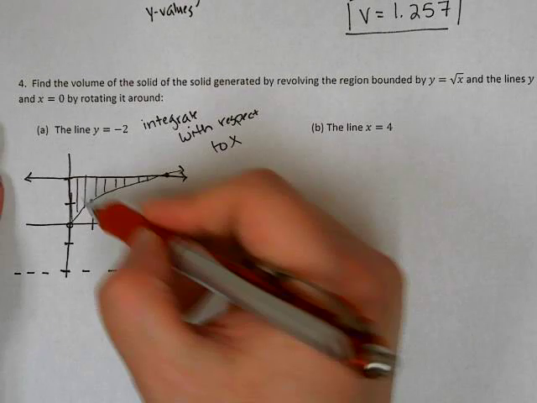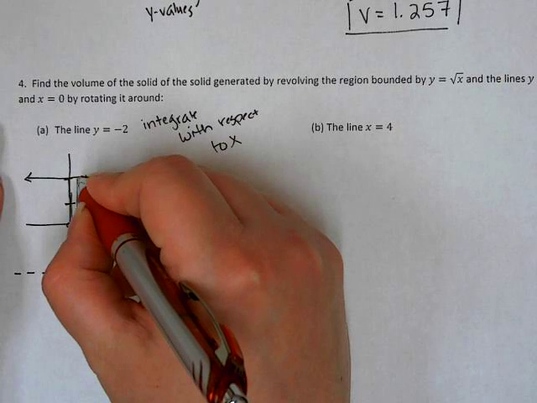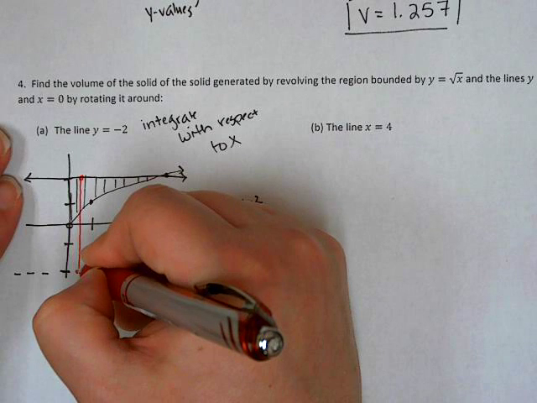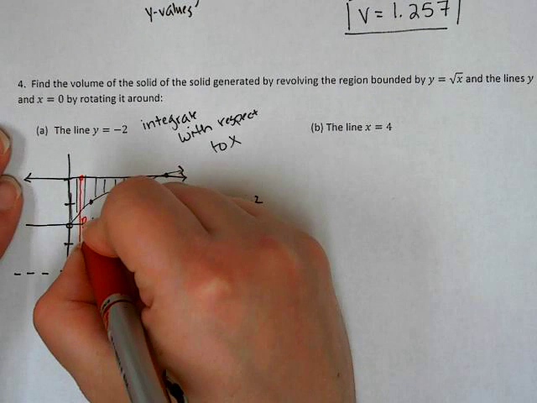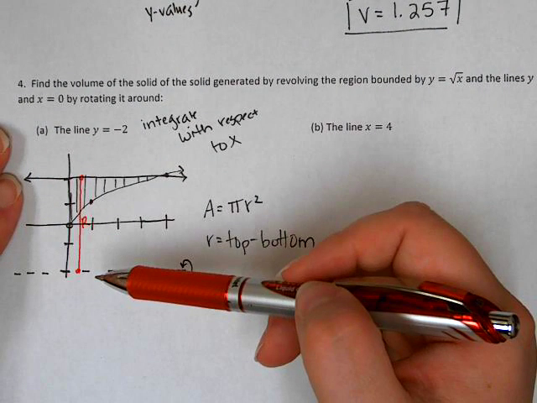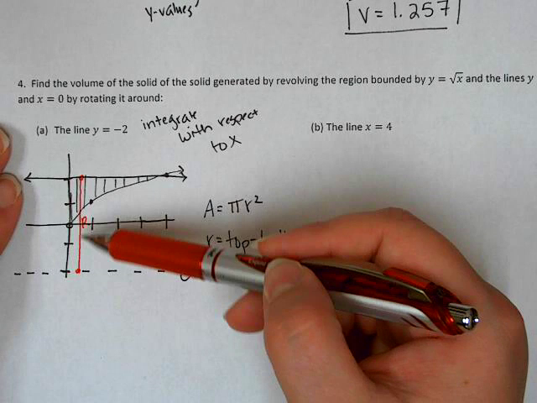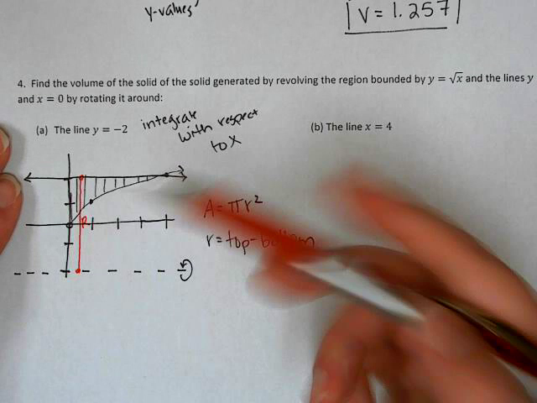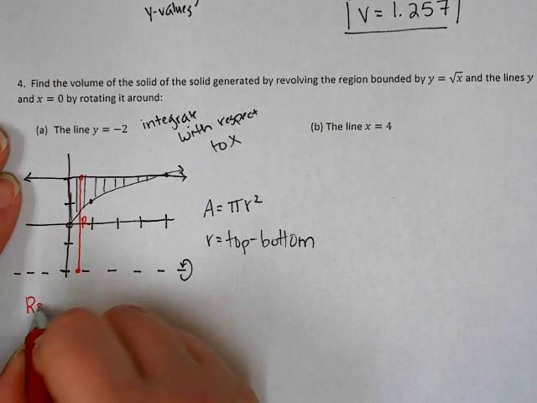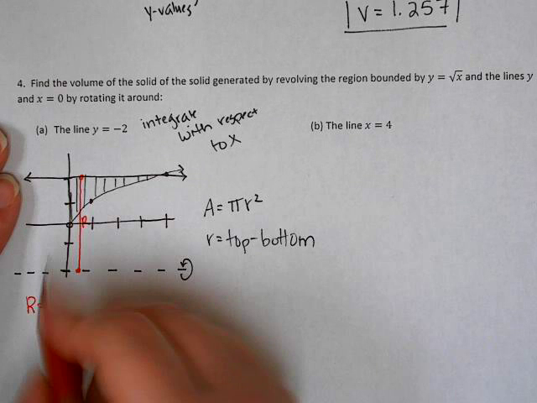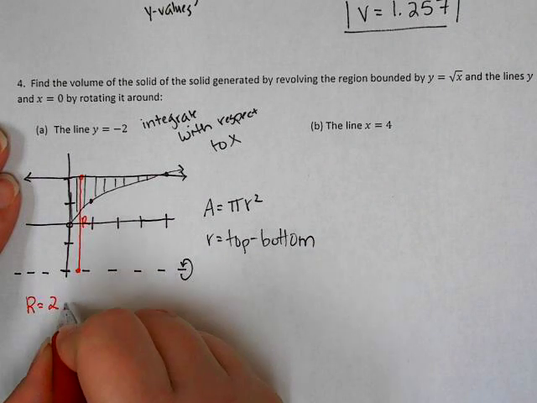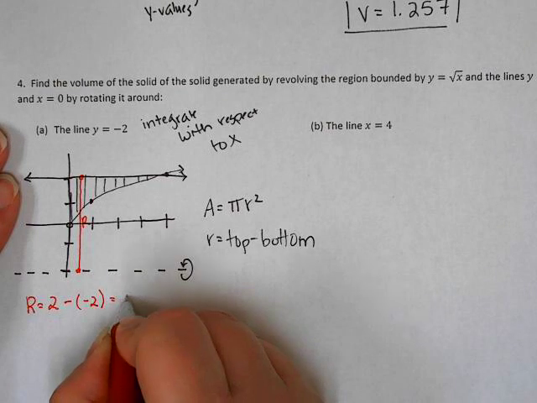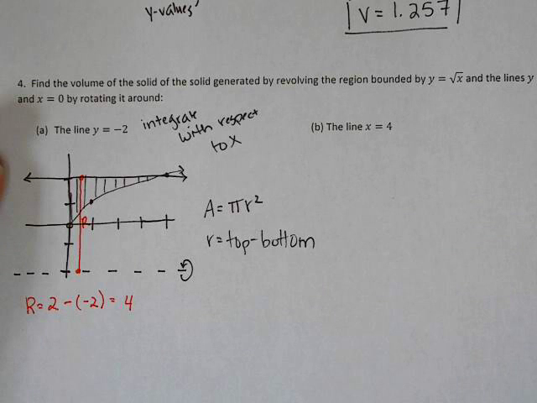So we are going to start here and end here. This red line that I just drew is the capital R. That's our outer radius because we're starting at our line of rotation and going to the outside of the area that we're rotating. So the capital R is top minus bottom. The top is the line y equals 2, and the bottom is the line y equals -2. So our outer radius is actually 4.